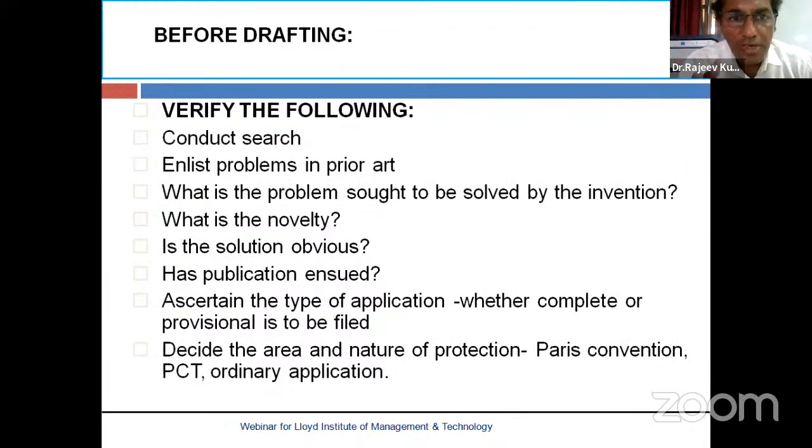Now, before drafting, there are certain checkpoints which we make. We conduct a search, which I just described to you, that is called prior art searching. That is a routine process before filing any patent. Then once you're sure that there is no prior art existing for your invention, you start jotting down the points, or the issues, which the pre-existing knowledge doesn't address.